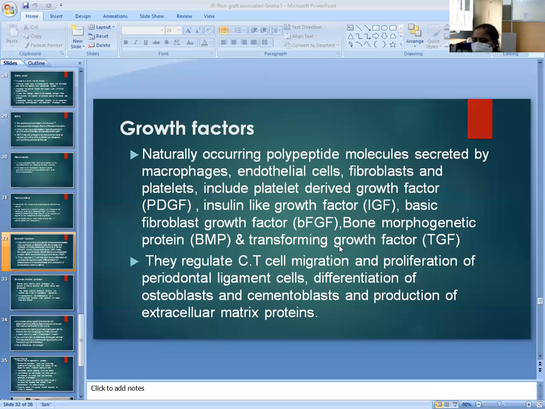Guided tissue regeneration, where different membranes are used. In that, two different types of membranes we have seen. First generation or non-resorbable membrane, that is expanded polytetrafluoroethylene membrane, in which titanium mesh is incorporated. The second generation of guided tissue membrane is resorbable membranes.